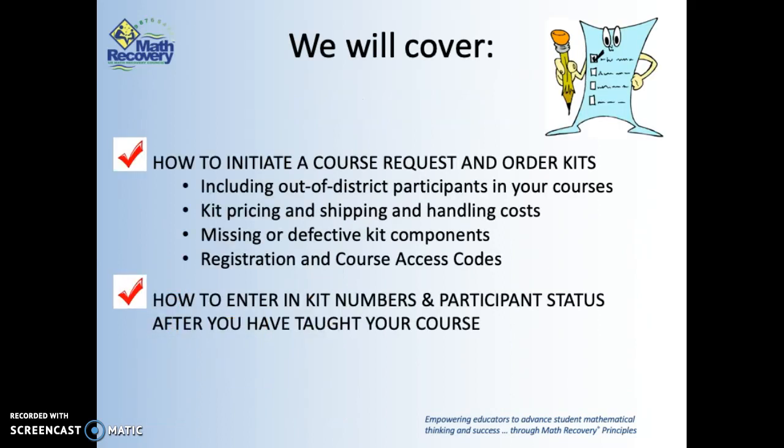This presentation provides information on the following common Champion and Leader functions: how to initiate a course request and order kits. Underneath this main function, we will discuss these related items: what it means to include out-of-district people in your courses, our kit materials and their current costs, what to do if you discover that a kit has a missing or defective component, and some information on registration and issuing out course access codes. The second main Champion and Leader function we will discuss is how to enter in kit numbers and participant status after you have taught your course.